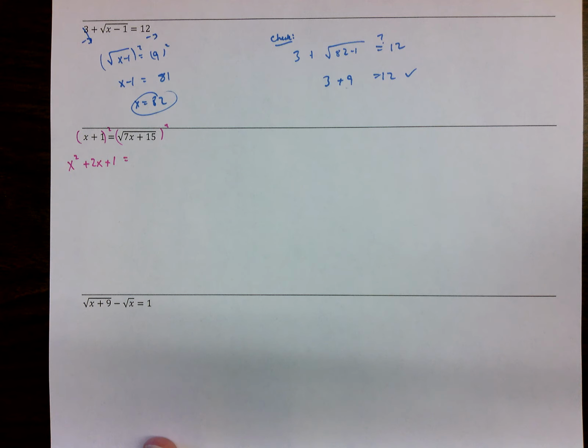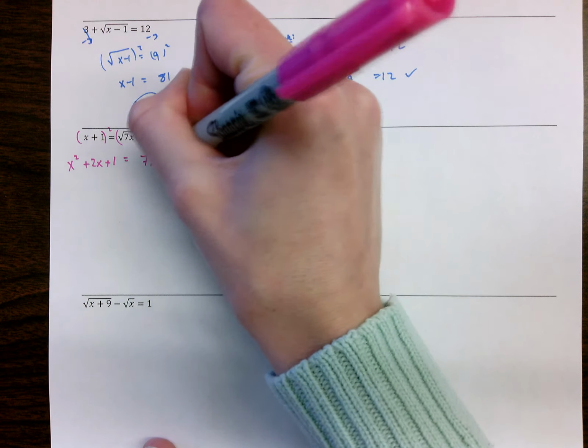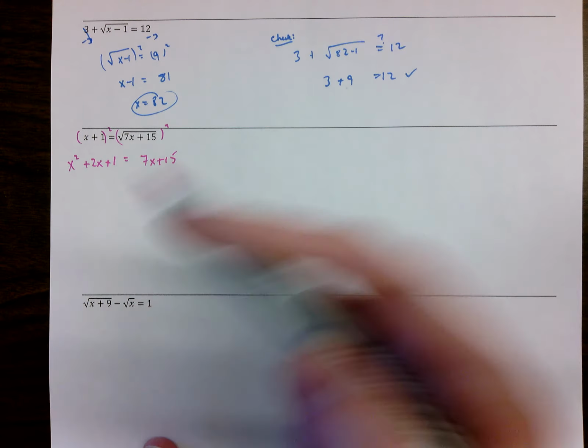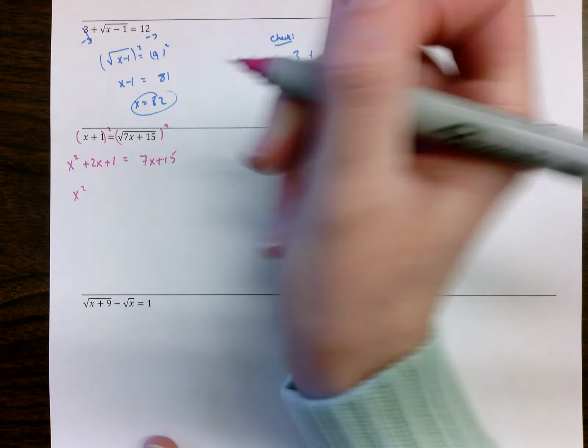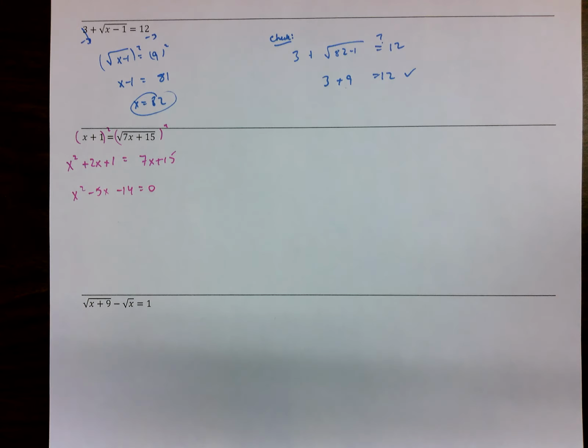Okay, and if you're not sure how I got that, go ahead and pause for a minute and do a double distributive property. Make sure you're solid on that. And on this side, they cancel. So 7x plus 15. And now we've got a quadratic to solve. So I'm going to subtract everything over onto this side. So it's going to be x squared minus 5x minus 14 equals 0.